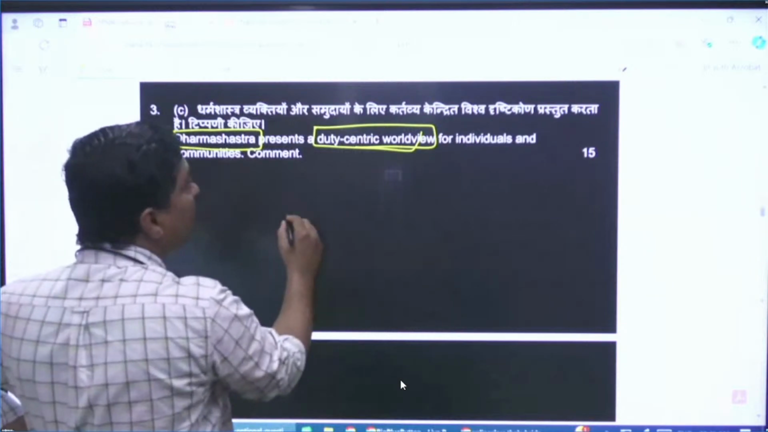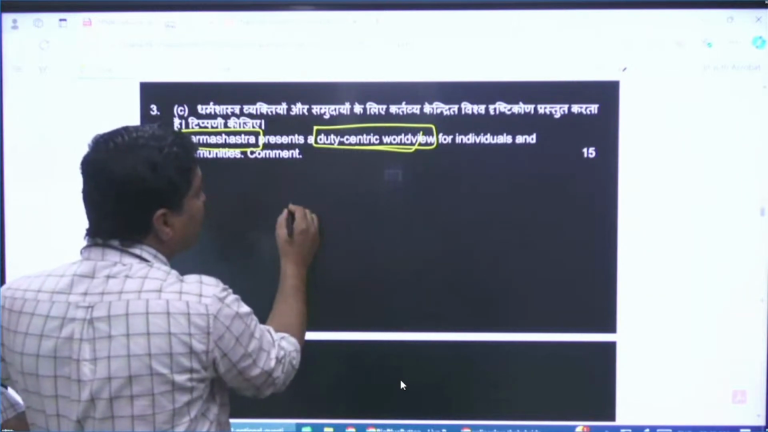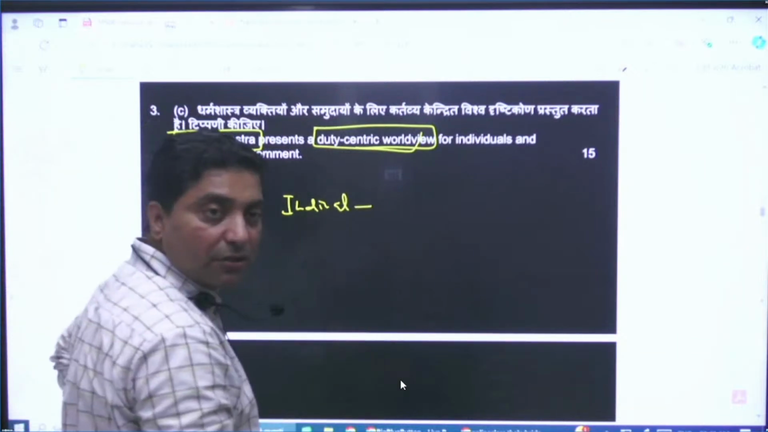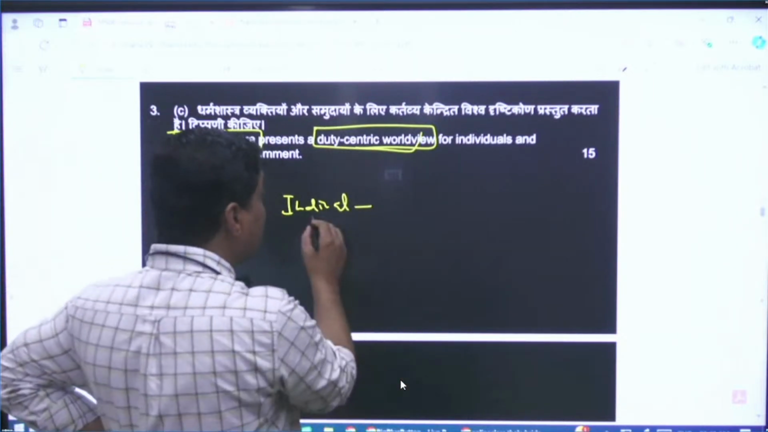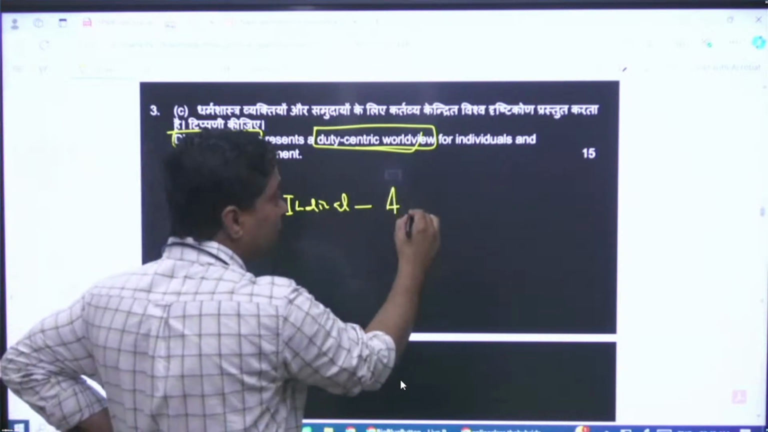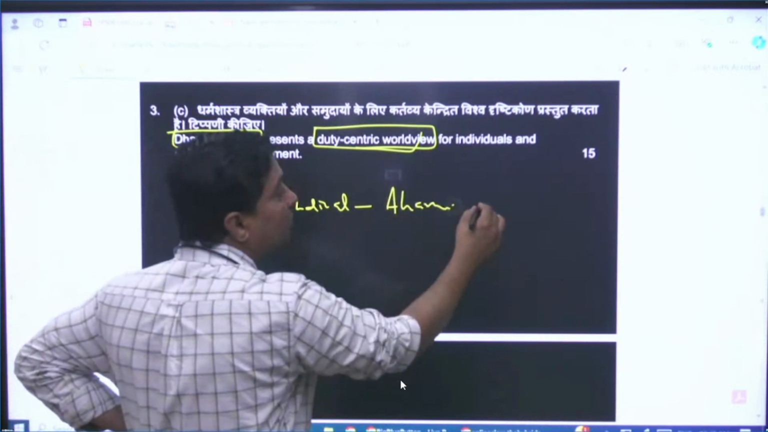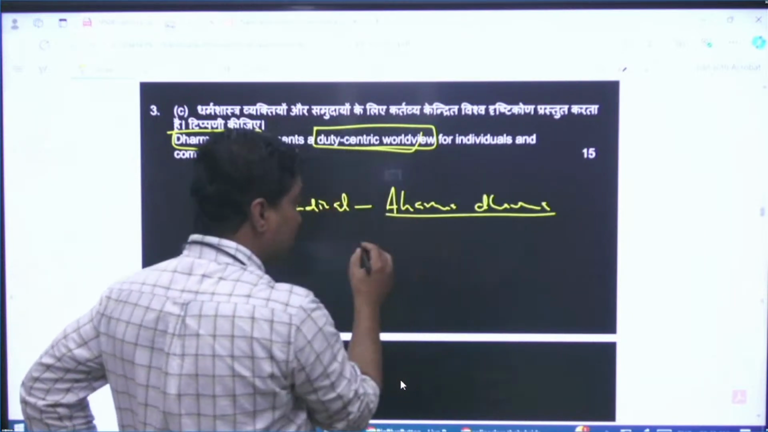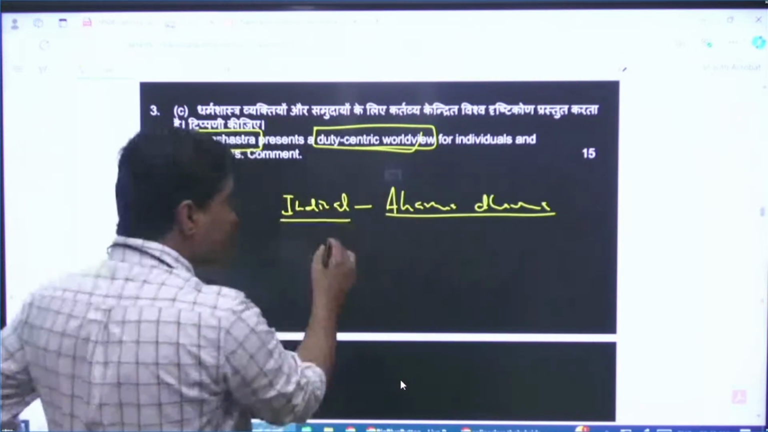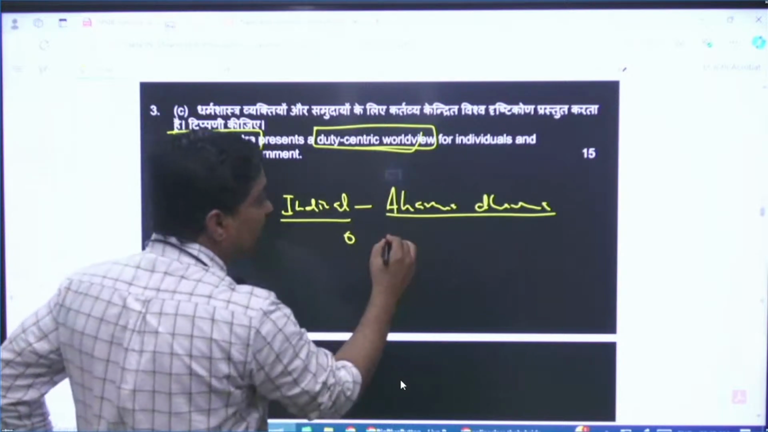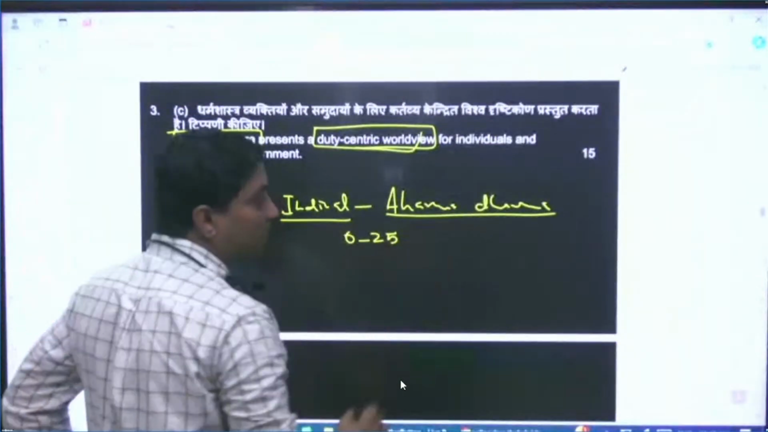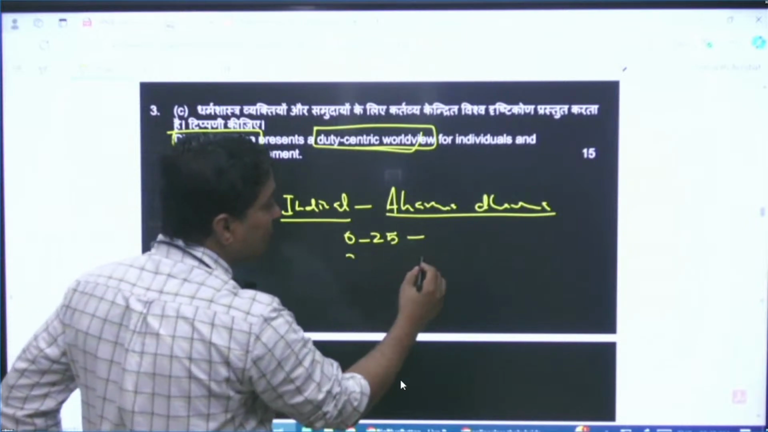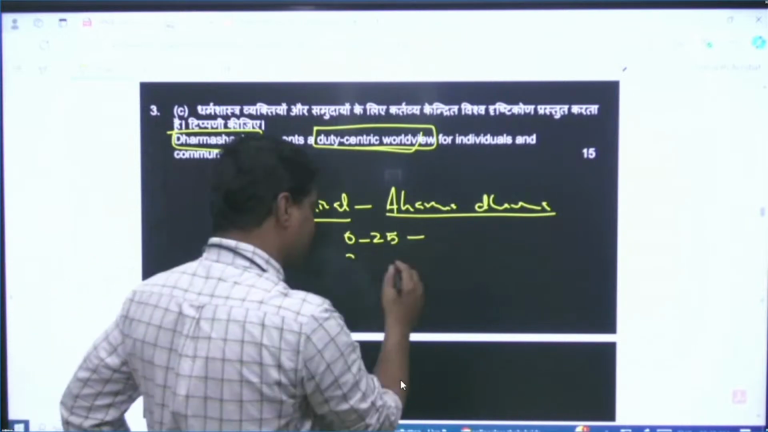Second, if you look at the individual level, what is duty? The Varna Ashrama Dharma. At the individual level, Ashrama Dharma. Ashrama Dharma is divided into four parts for the individual. From 0 to 25, one remains in Brahmacharya. From 25 to 50, one remains in Grihastha.